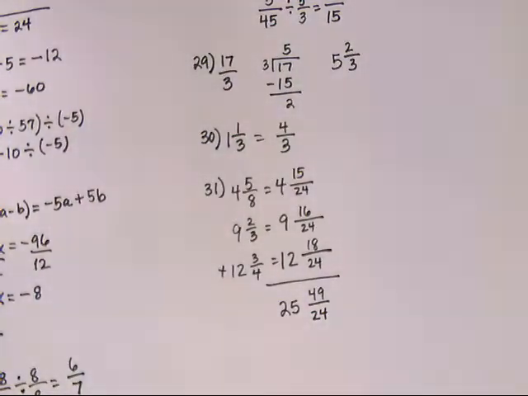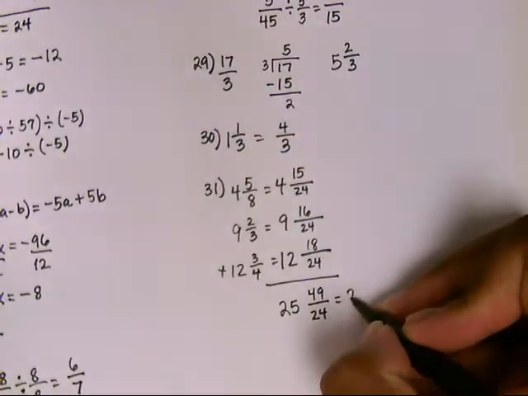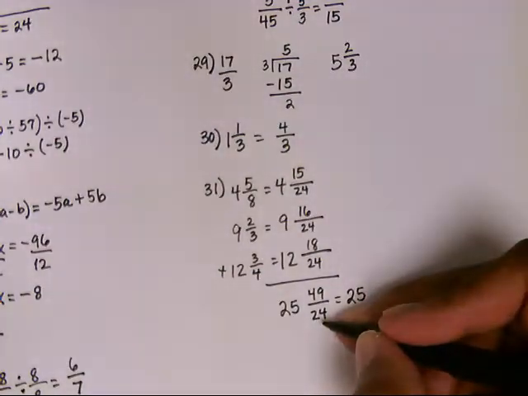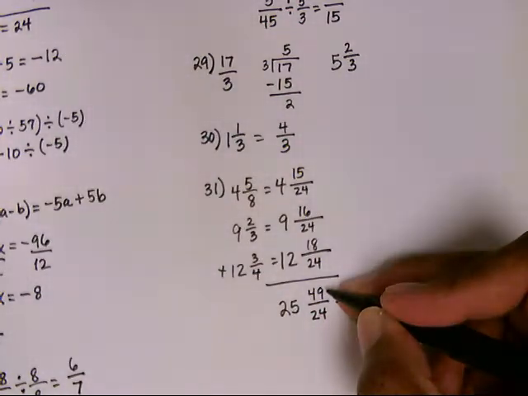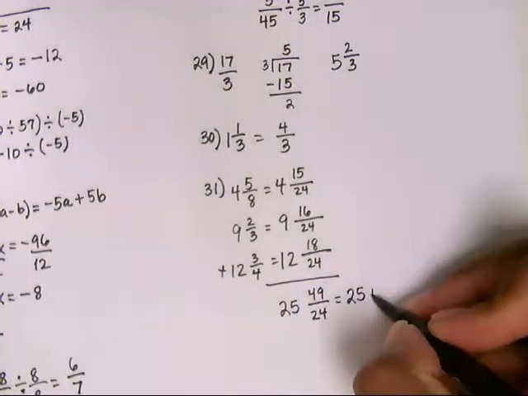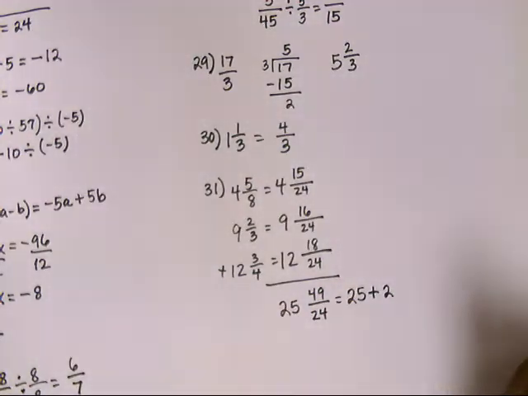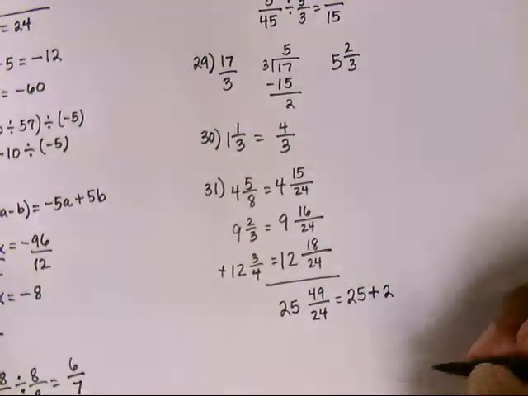Now that 49 over 24 is an improper fraction. So here, we need to find out how many times 24 goes into 49. That's going to go 2 times, and I'm going to have 1 left over.